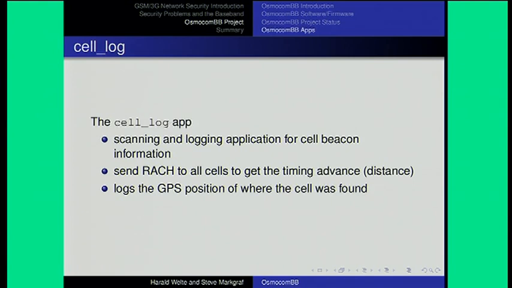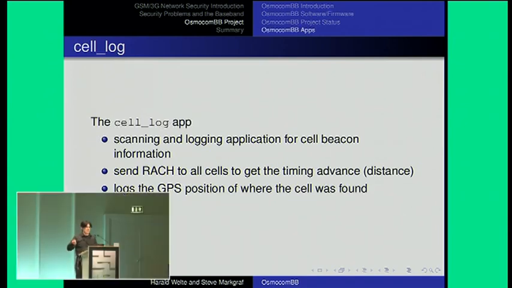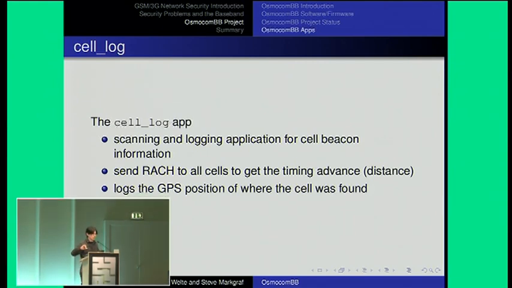So, the other application that we have is a cell log application. I'm just going through two slides now. The cell log application allows you to scan and log cell beacon information. You can also then send random access channel requests to get the timing advance. So if we request a channel from each cell we see, by establishing a channel for a short time, this timing advance is negotiated, and thereby we also know how far the cell is apart from us, with a certain granularity.